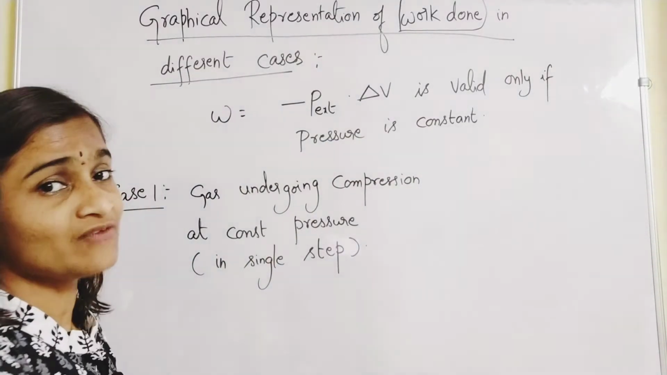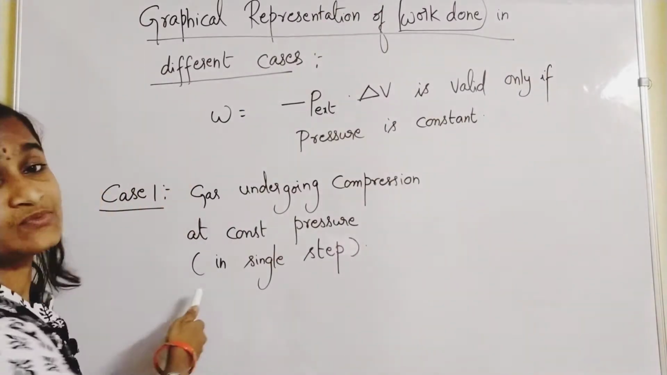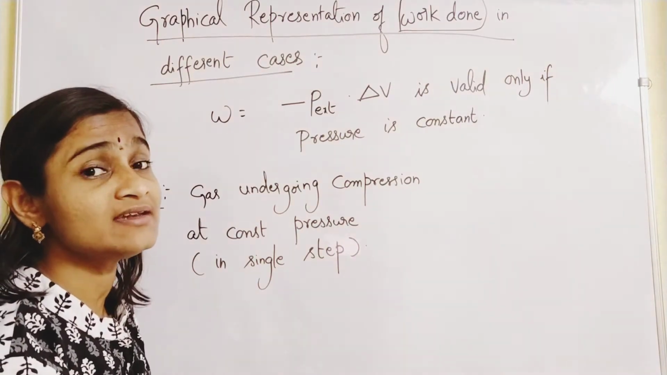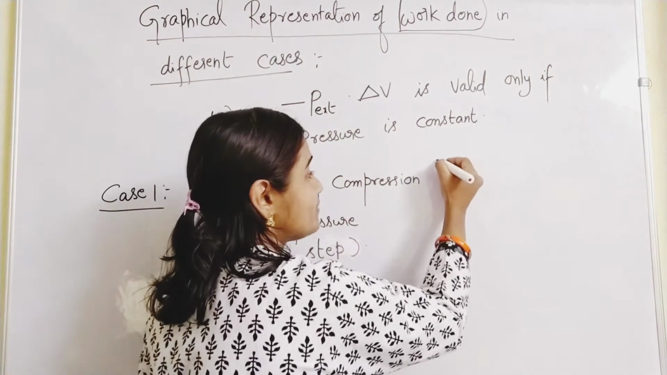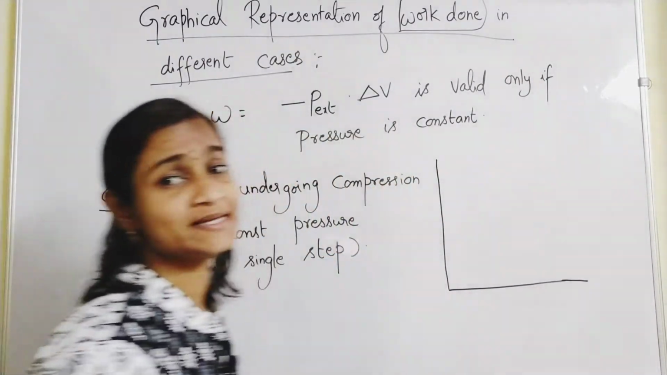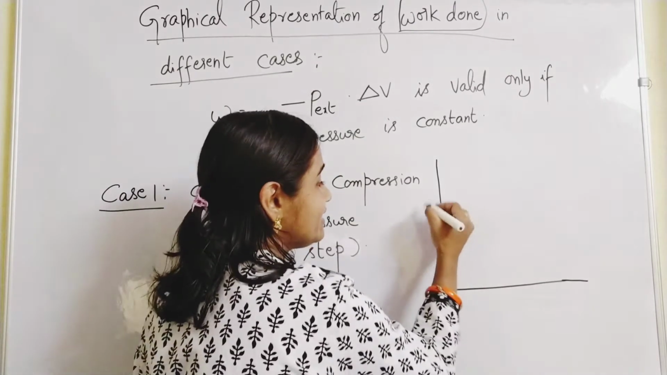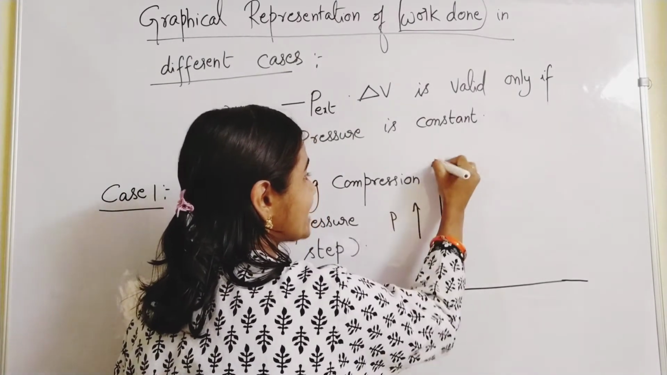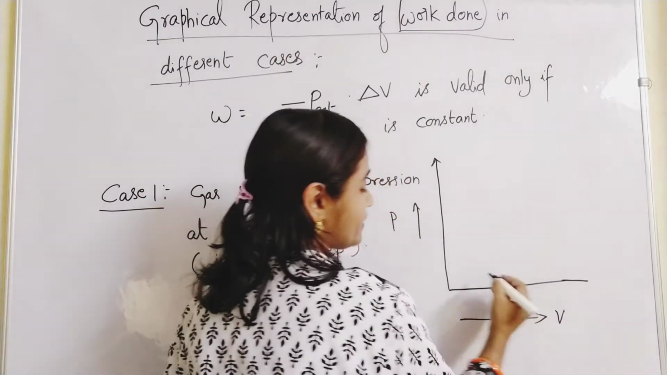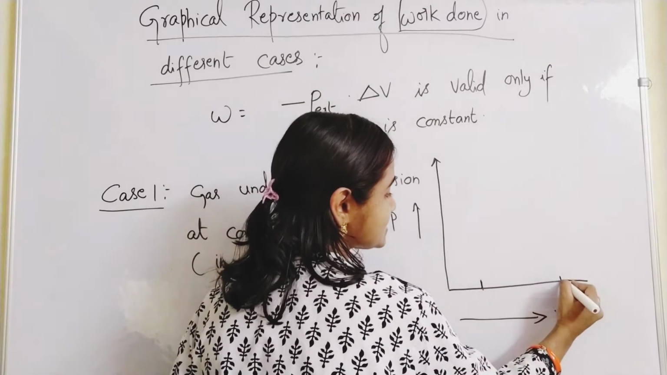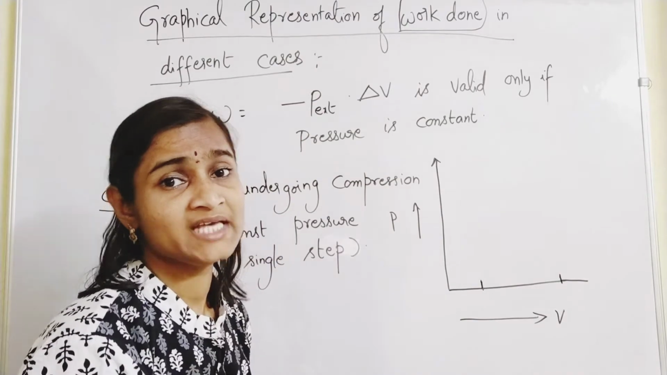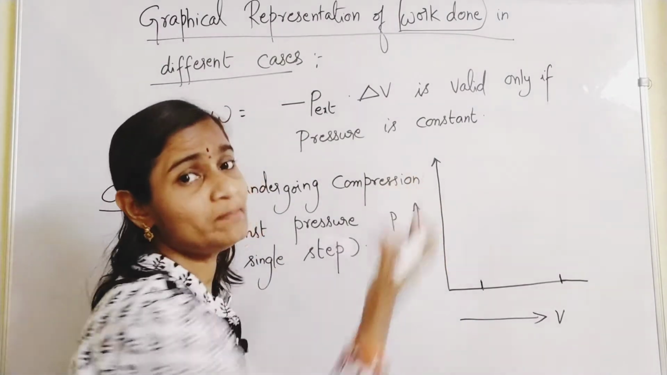Now let us draw the graph for case 1. What is case 1? Gas undergoing compression at constant pressure. Here also I am drawing the graph. Please, you also draw the graphs and please practice them. Now I am taking pressure on y-axis and volume on x-axis. So I am taking two cases here: V initial, V final. Isn't it? Here also P initial, P final.